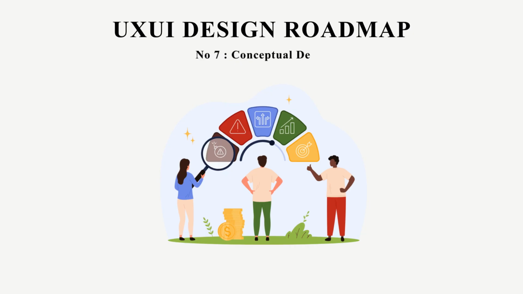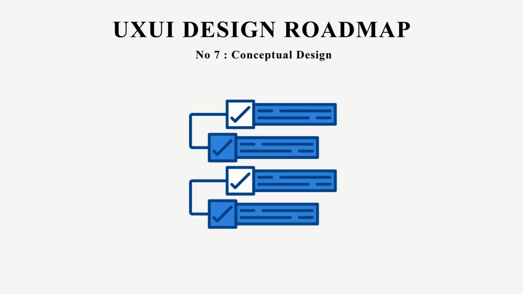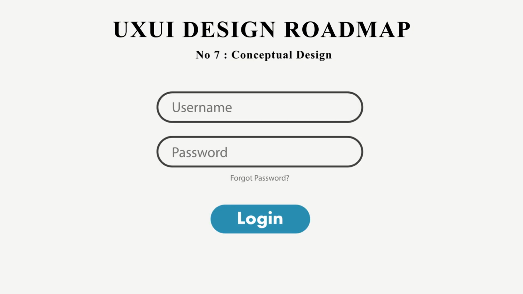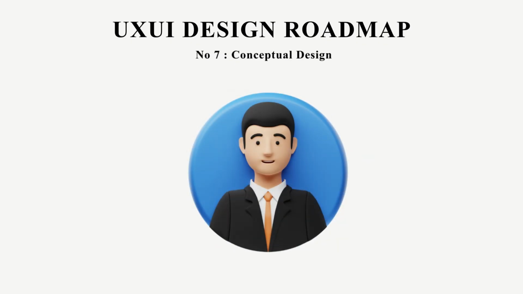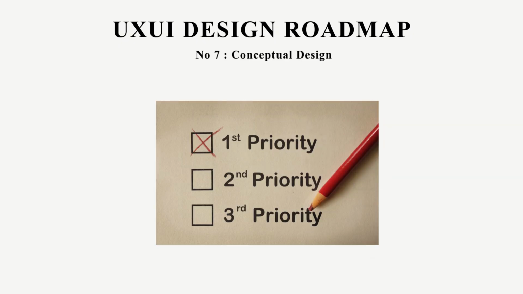Number 7, conceptual design. After understanding the user and the product, designers begin conceptual design. One of the first steps is creating a product backlog. A product backlog is a list of features the users need. Examples include login system, search function, notifications, and user profile. Features are then prioritized based on importance.